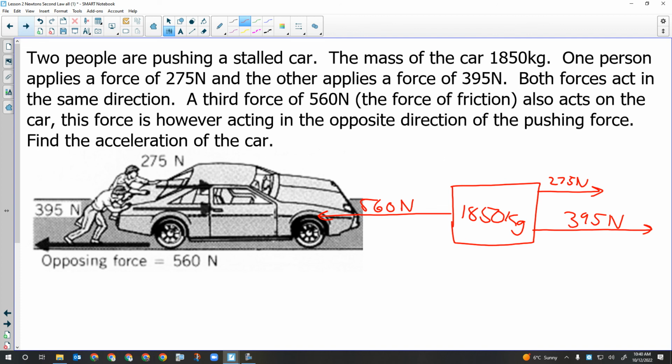Are all these forces collinear? Yeah. Do I need to draw a vector diagram for these? No, that would be a waste of time. There's no need for that with this question.